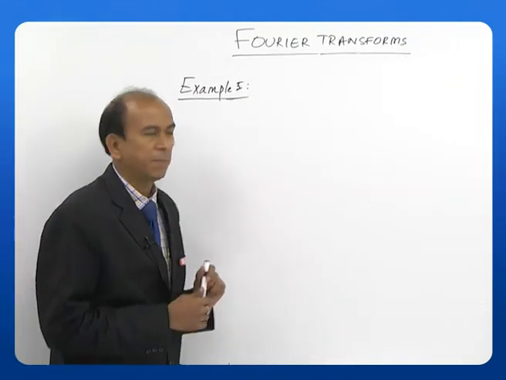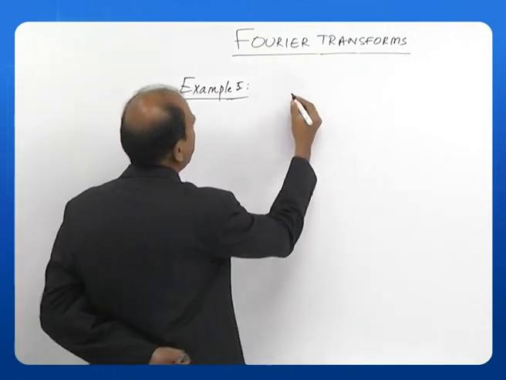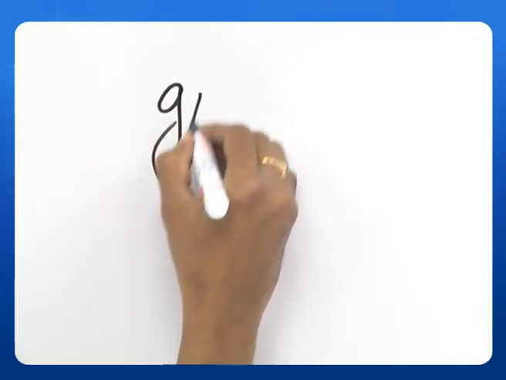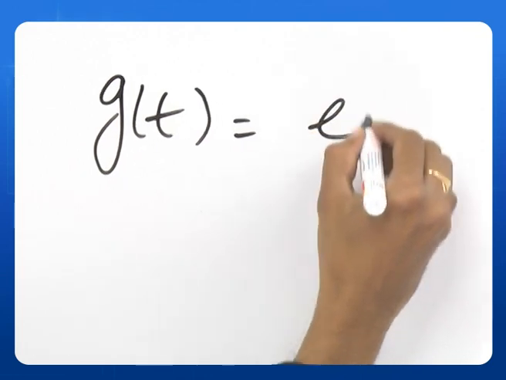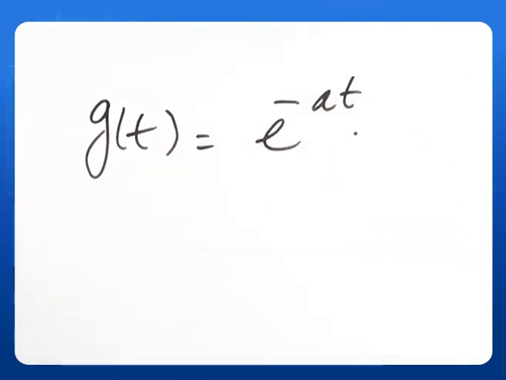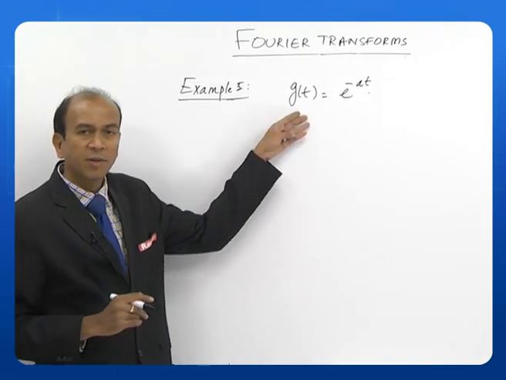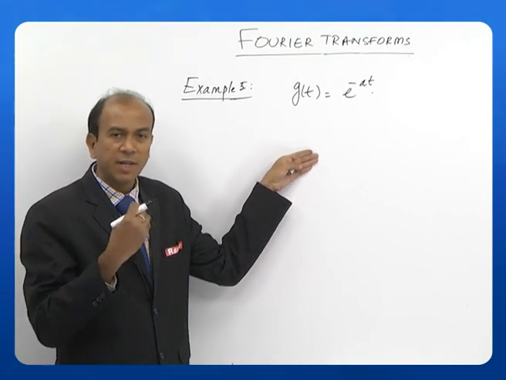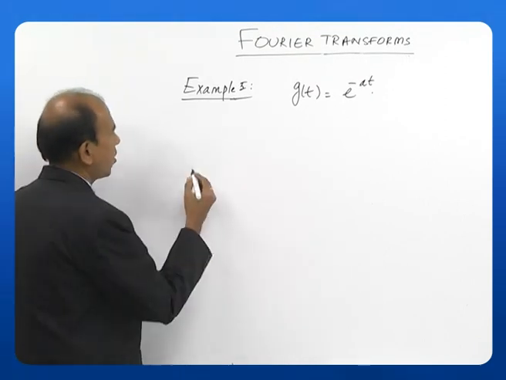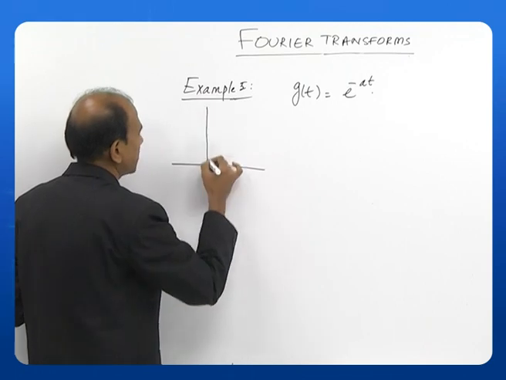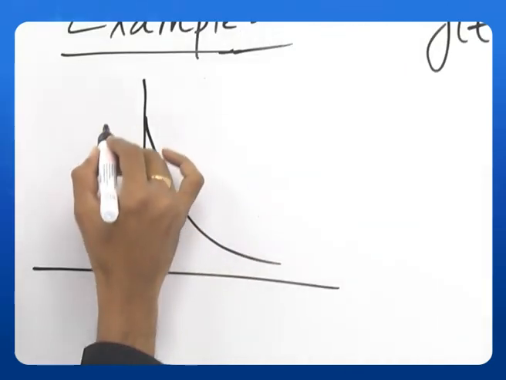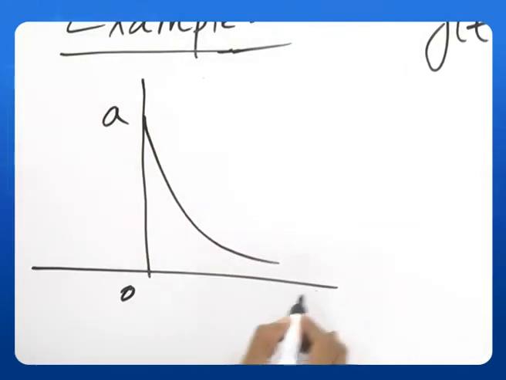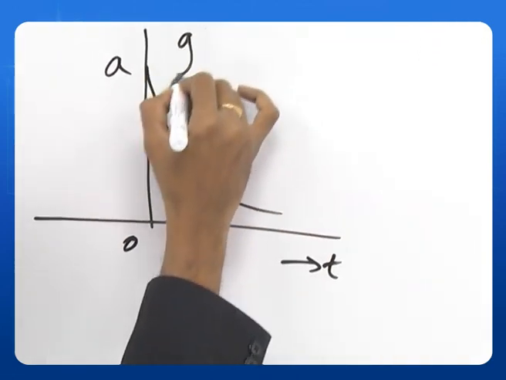Let us see the fifth example. Given g of t is equal to e to the power of minus a t. Now, we have to calculate the Fourier transform of the signal. So, how does the signal look? Because this is an exponential decay function, it is starting from here. So, this is the time and this is my g of t.